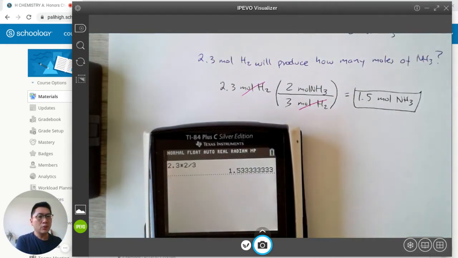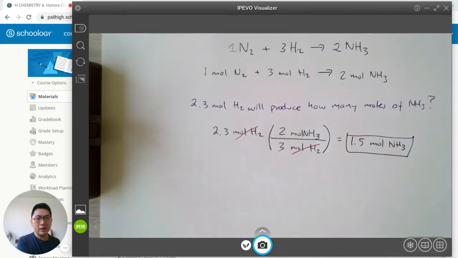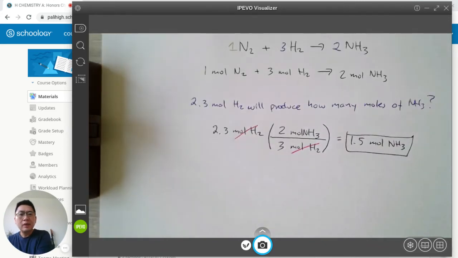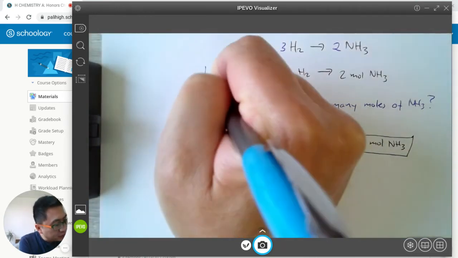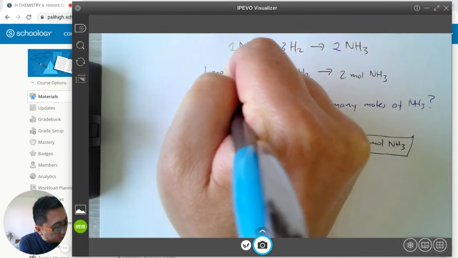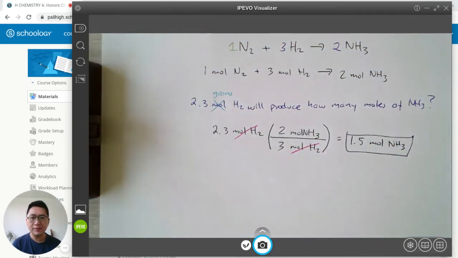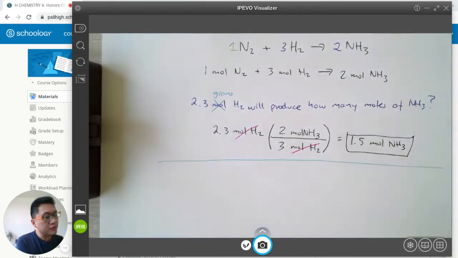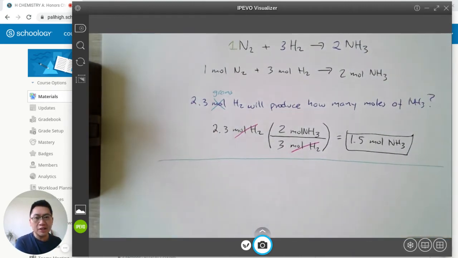Okay, so 1.5 moles of ammonia are produced from 2.3 moles of NH3. Now, to make this question harder, I'm just going to change it. I'm not going to change it much. I'm now just going to change this 2.3 moles of hydrogen to 2.3 grams of hydrogen.